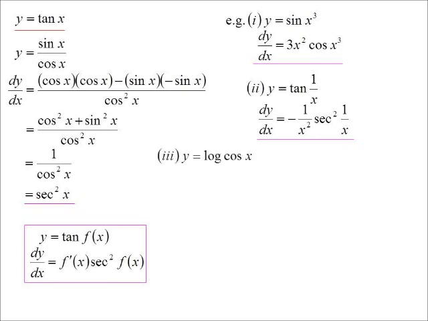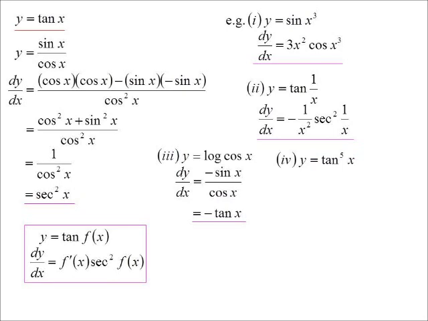The log of the cosine of x. So it's actually a log function we're differentiating. Differentiate logs, derivative on function. The function in this case is cos x. So the derivative of cos is minus sine. On the function cos, I get minus sine on cos, but of course sine on cos is tan. So the derivative of the log of cos is minus tan.